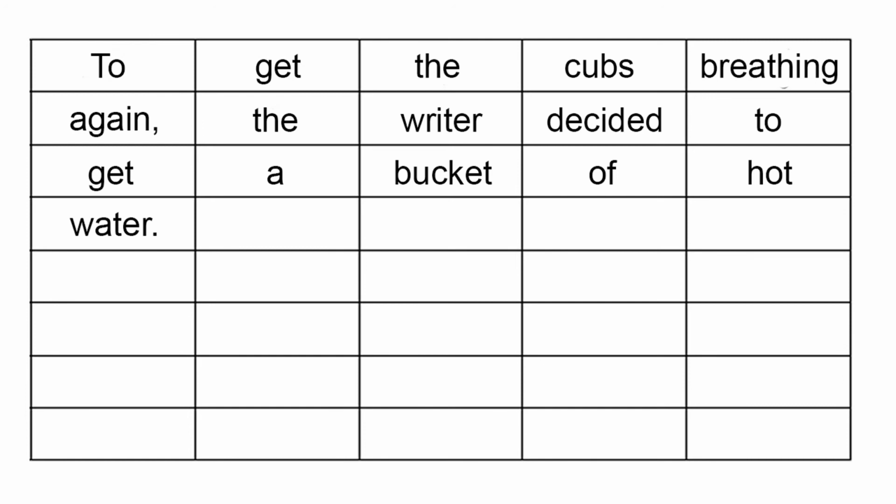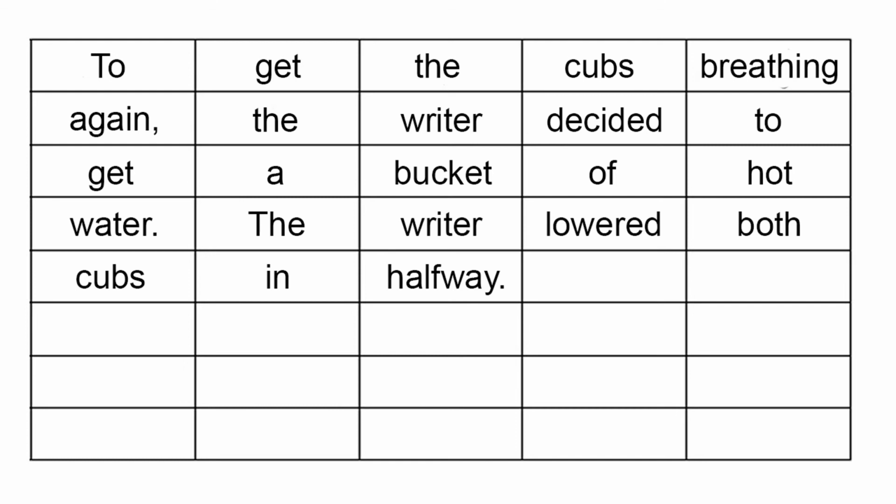Okay, let's see the next content point. The writer lowered both cups in halfway. So you see, earlier in the 10 words given, we are told to use the writer. So here we use the writer. We continue with the writer lowered both cups in halfway. The content point was, is lowered both cups in halfway, right? So to write a complete sentence, we must have a subject, and the subject is the writer. So let's see the next sentence.